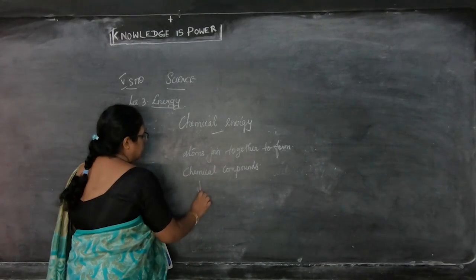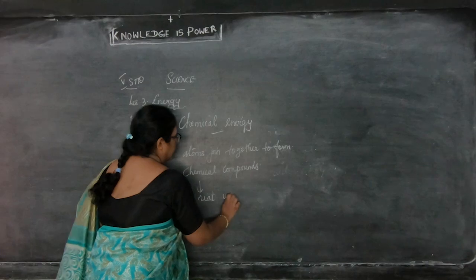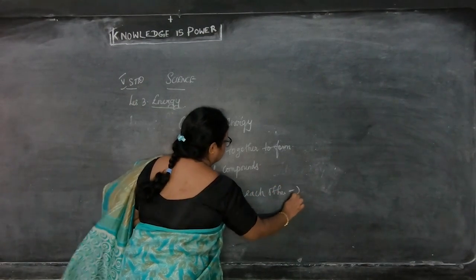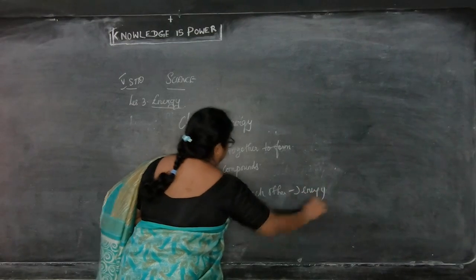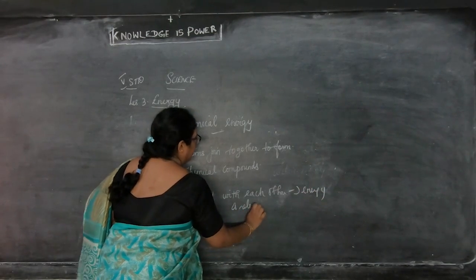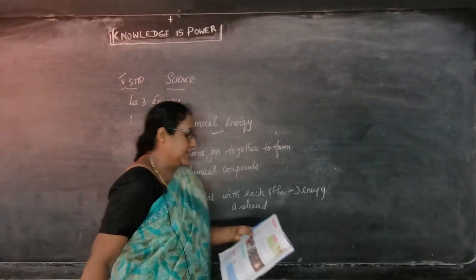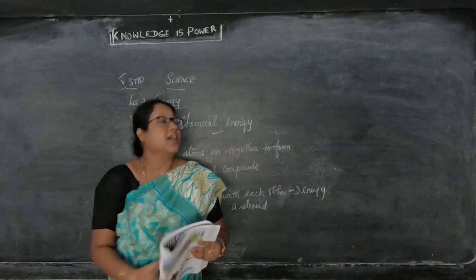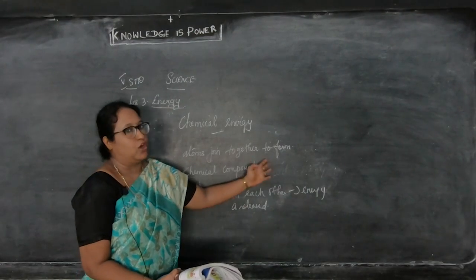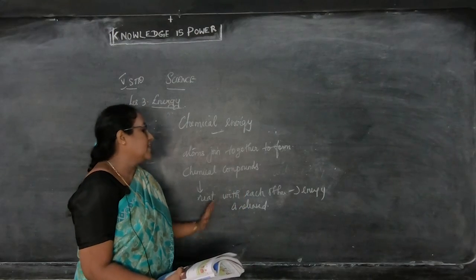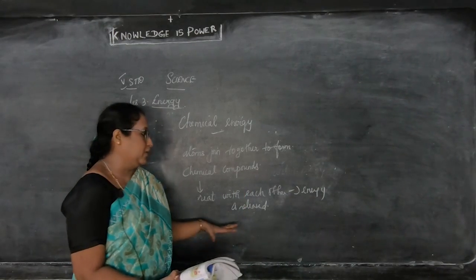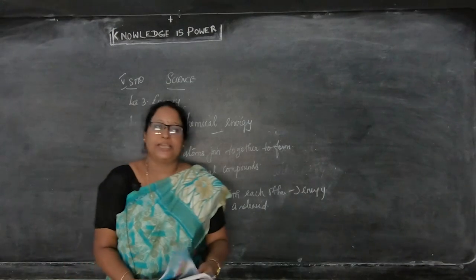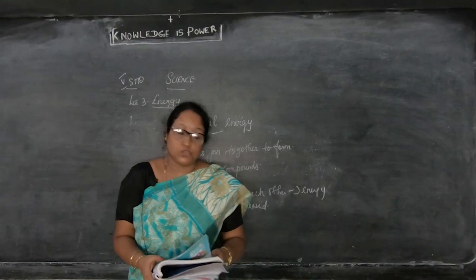So when the atoms react with each other, a type of energy is released here, and that is nothing but the chemical energy. So chemical energy is stored in the substance where atoms join together to form chemical compounds. When these react with each other, ரெண்டும் ஒண்ணா வந்து react பண்ணும்போது என்ன ஆகும்? A kind of energy is released, and this is called chemical energy. Now some of the uses we will see now.